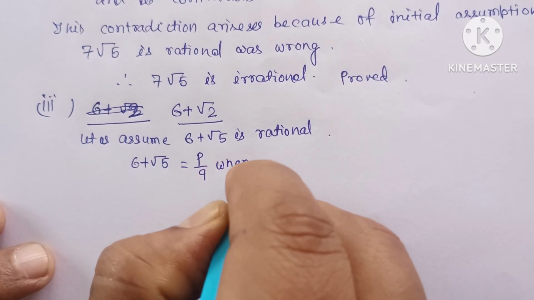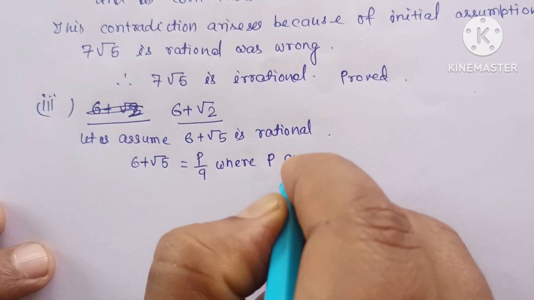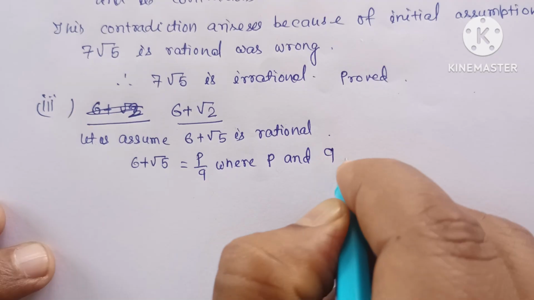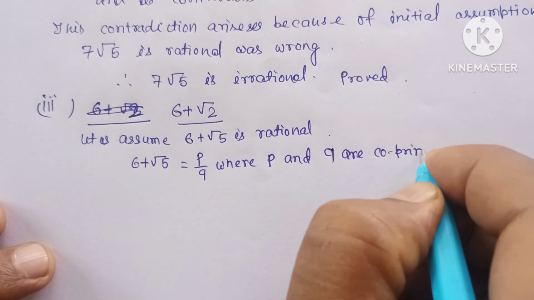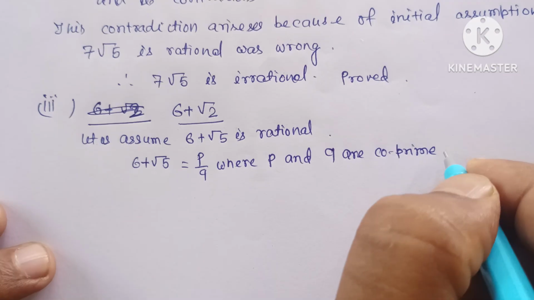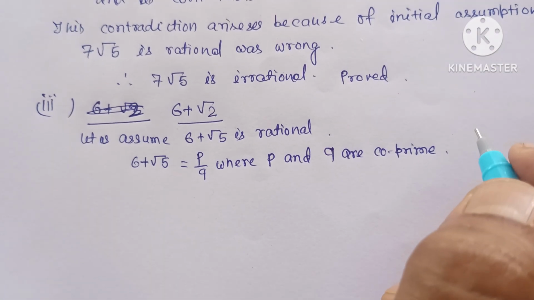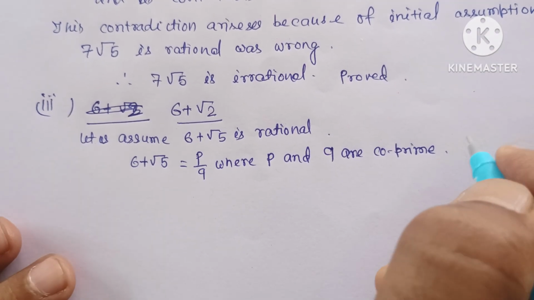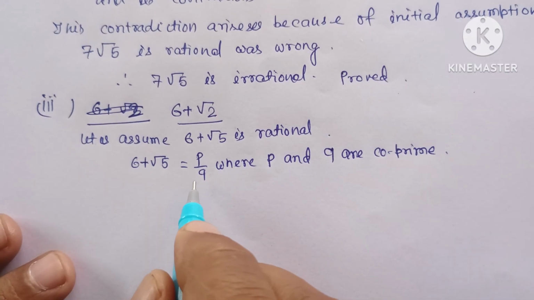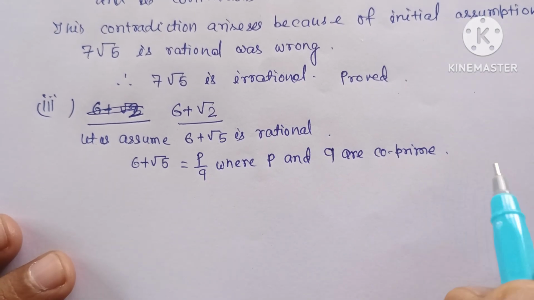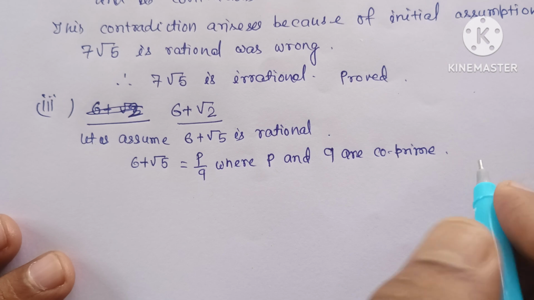Where p and q are co-prime. So again I am revising. Co-prime means any number which can be divided by 1. So in this scenario, p and q will be divided by 1. That is the prime numbers.